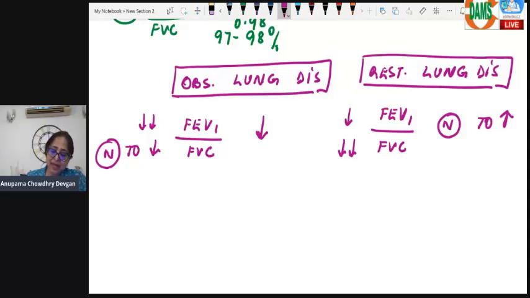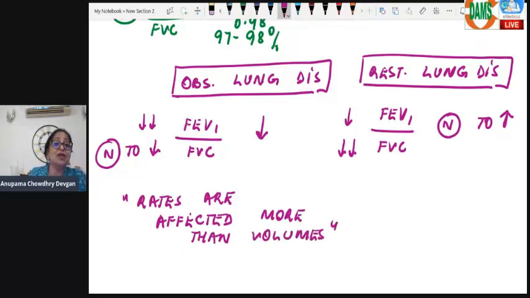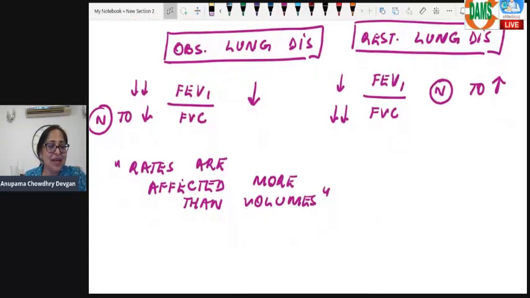Please remember, in obstructive lung disease, rates are affected more than volumes. FEV1 is a rate, time. FVC is a volume. Numerator is affected more than the denominator.